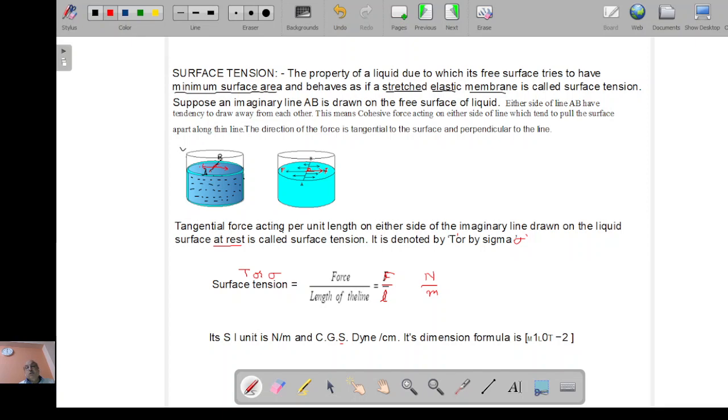And the dimensions of surface tension: as we know, the dimension of force is M L T minus 2 and the dimension of length is L, so it is M1 L0 T minus 2, or simply you may say M T minus 2.